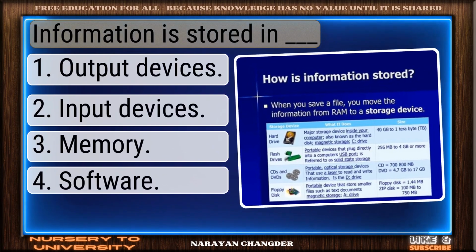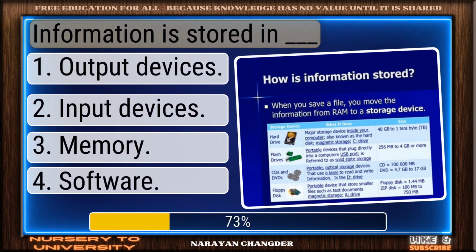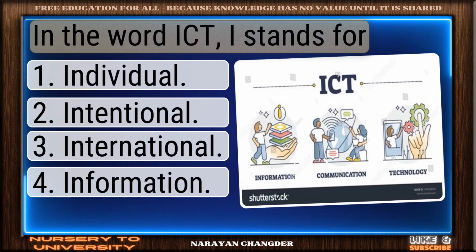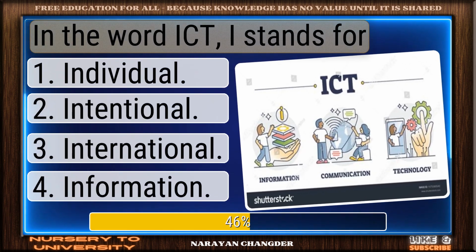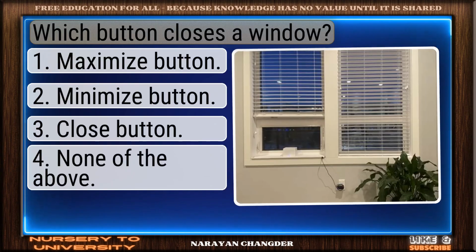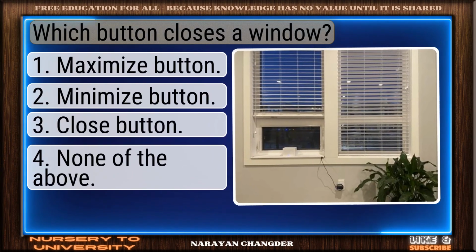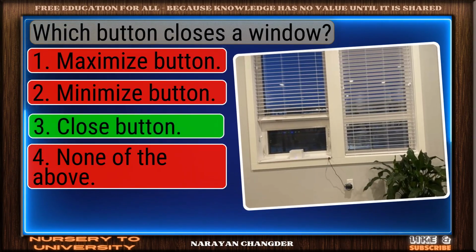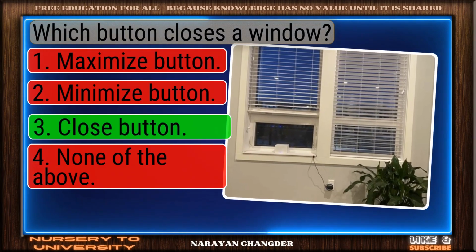Information is stored in dash. Strong choice. Memory is right. In the word ACT I stands for. Right choice. Information is best. Which button closes a window? Correct. Close button is spot on.